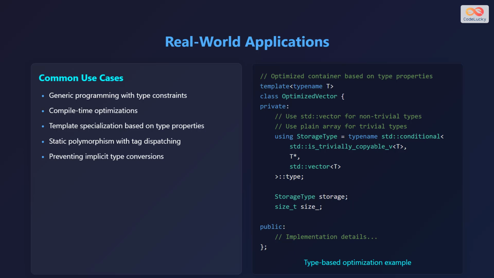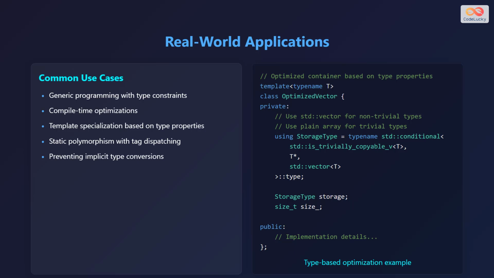Let's explore real-world applications. Type traits are essential in generic programming with type constraints. They facilitate compile time optimizations. Also, they enable template specialization based on type properties. Type traits also enable static polymorphism with tag dispatching and prevent implicit type conversions.